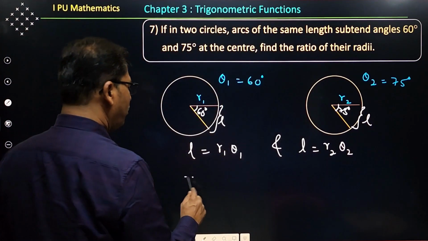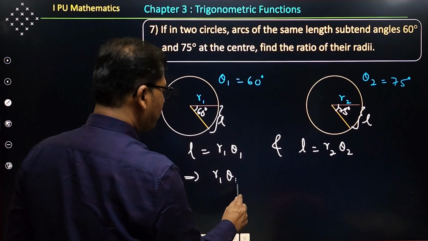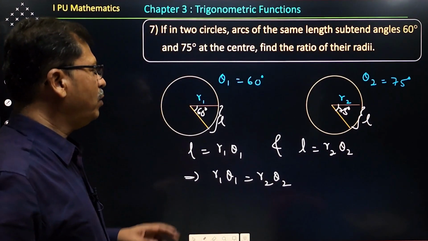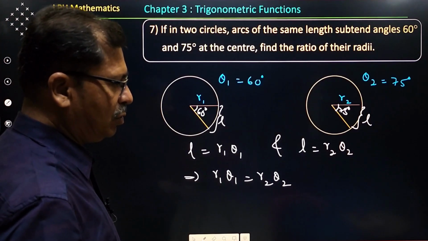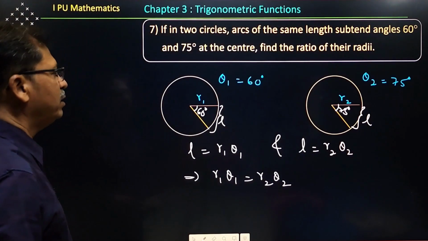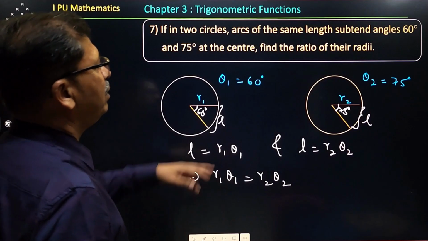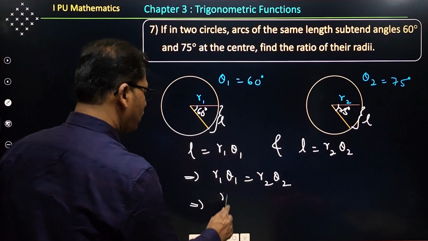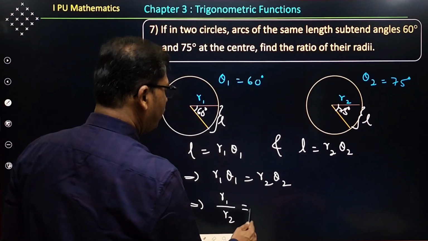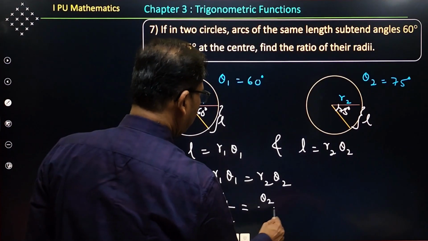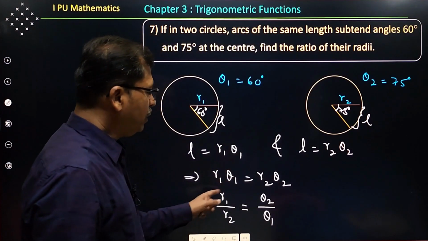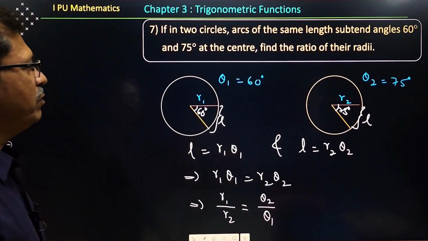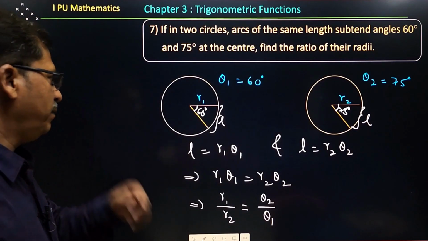So combining these two, R1 theta 1 must be equal to R2 into theta 2. This relation holds. R1 theta 1 is equal to R2 theta 2. They have asked for the R1 to R2 ratio. Find the ratio of the radii. R1 upon R2 equal to theta 2 upon theta 1. Observe here. R1 upon R2 equal to theta 2 divided by theta 1. What about theta 2? 75 and this is 60.